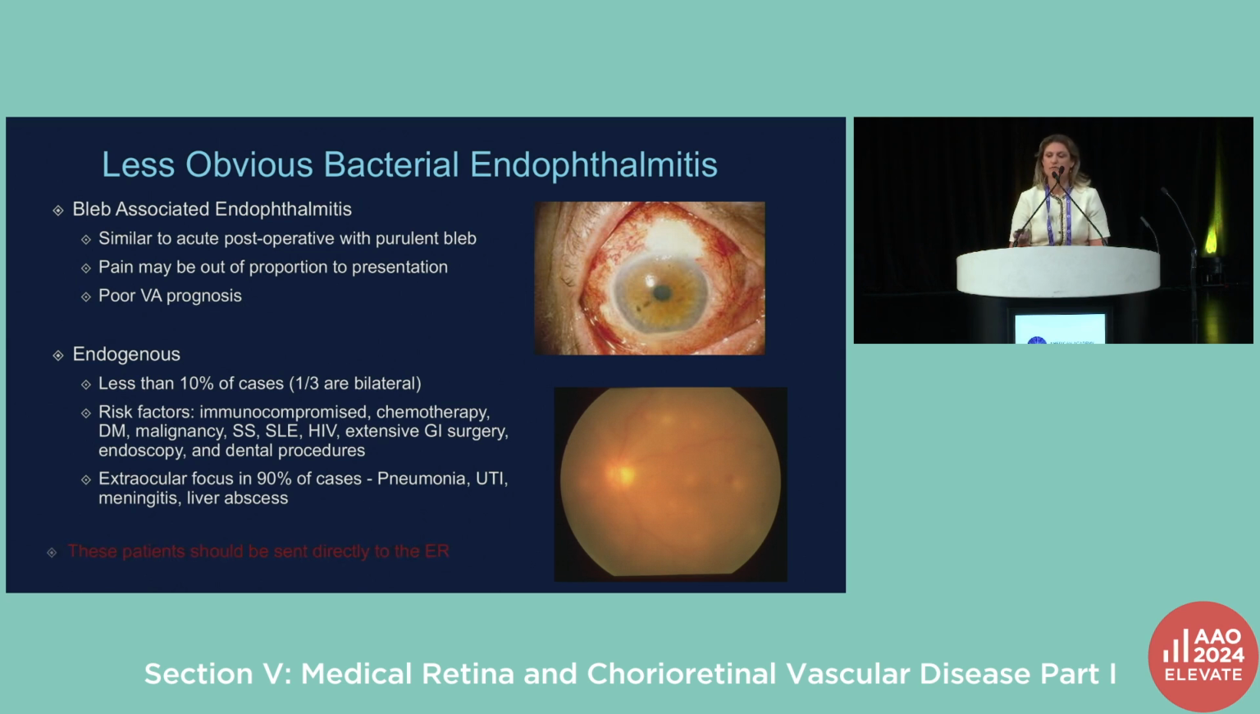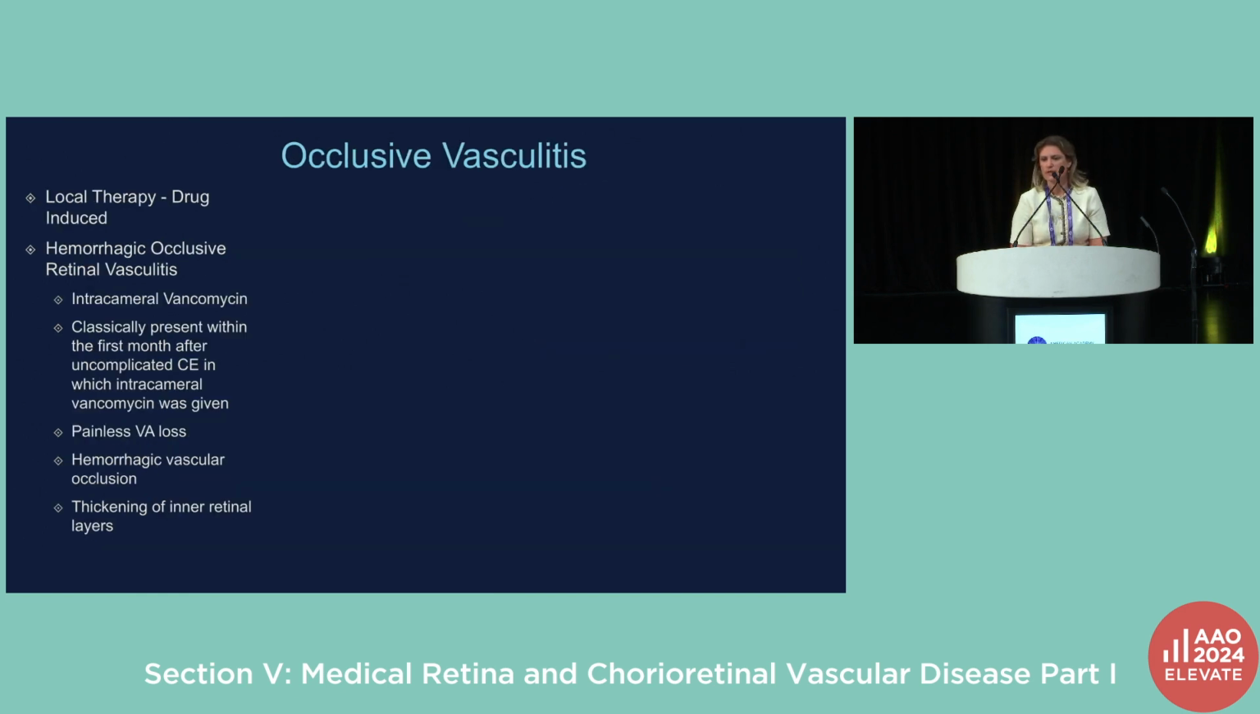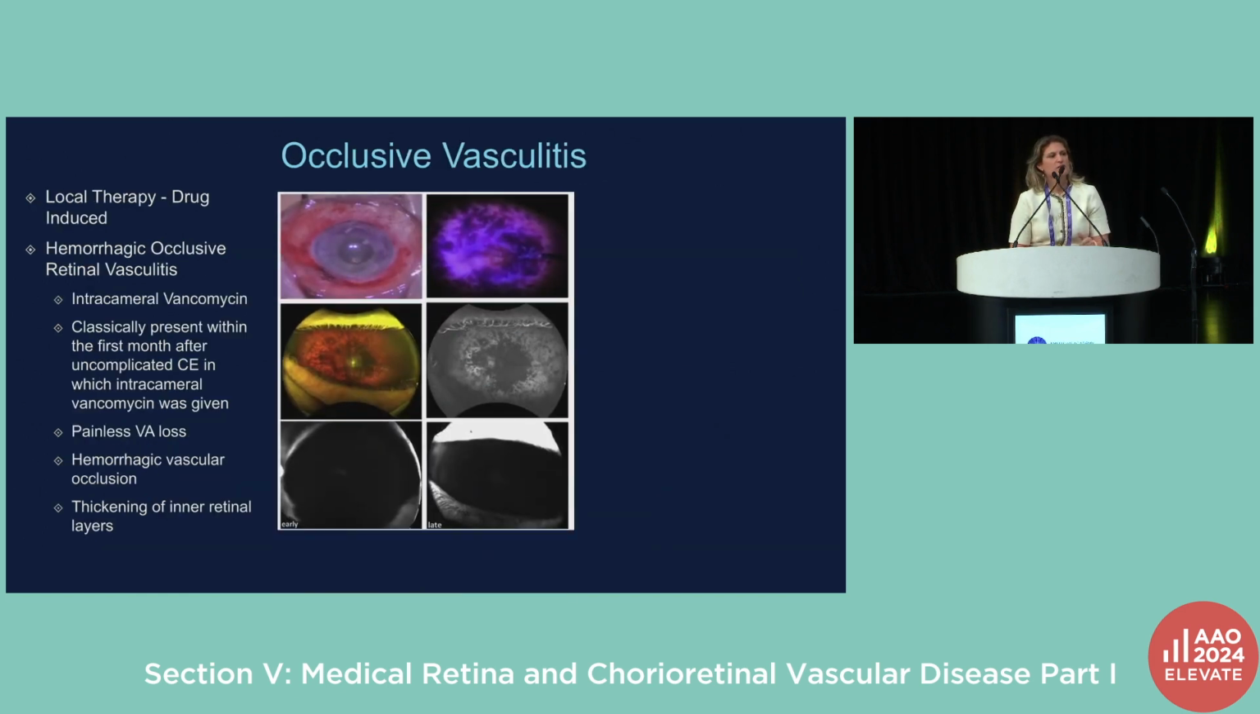So these are the kind of things where, yes, it's annoying, and hopefully you have staff, but if you see something like this and you're just not sure, send them to the ER, have them get the blood and urine cultures. It's not the same as when you do them in the outpatient labs. So occlusive vasculitis, we're just going to stick to the local drug therapies. We all know very well HORV with intracameral vancomycin, and it was a big deal, and obviously the committees that worked on this were very, very helpful.